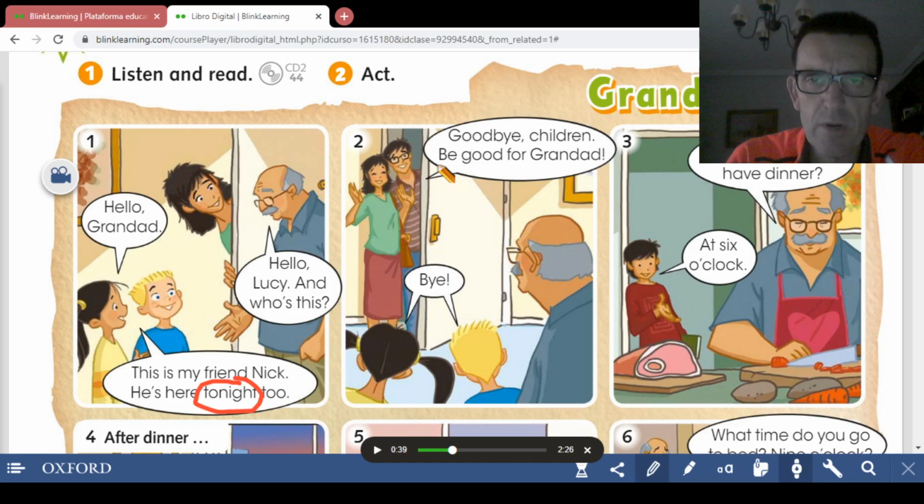Question. Pay attention. What time do you have dinner? Repeat. What time do you have dinner? The intonation. What time do you have dinner? At 6 o'clock. Repeat. At 6 o'clock. There is no difficult word in this picture. Is everything very clear? Picture number 4. After dinner, después de cenar, after dinner, vamos a ver cómo lo dice.